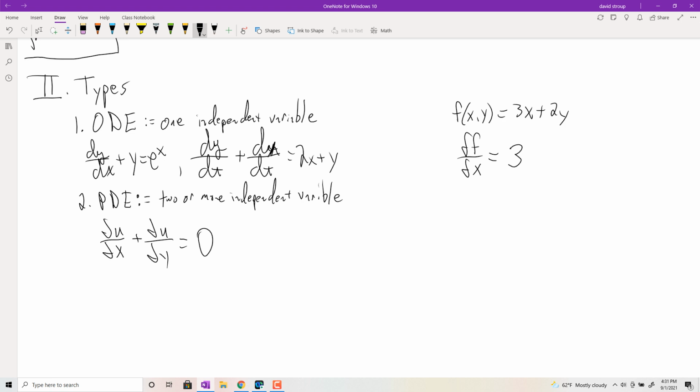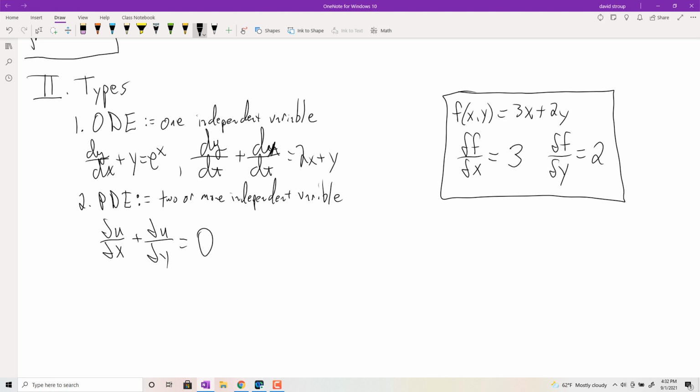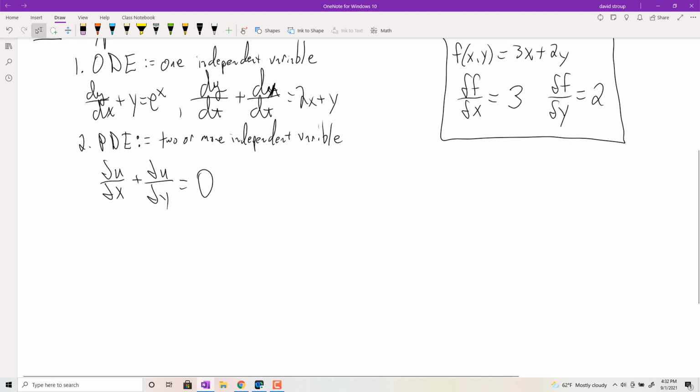Okay? And then you could also find the derivative with respect to y. So this time the x is a constant, so the derivative of the 3x with respect to y would just be 0. And then the derivative of 2y would just be 2. Okay? So hopefully you've seen that in Calc 3. If not, I'll give you a gentle introduction to that more in the next video. But it's no big deal.